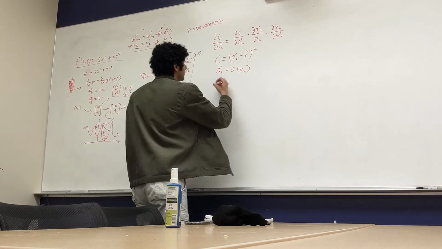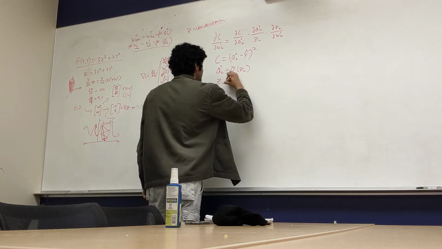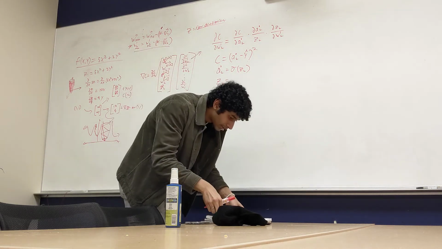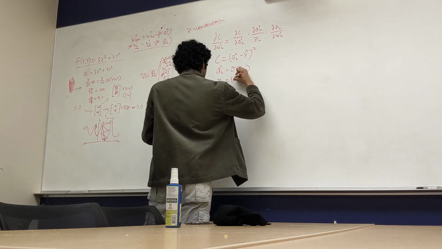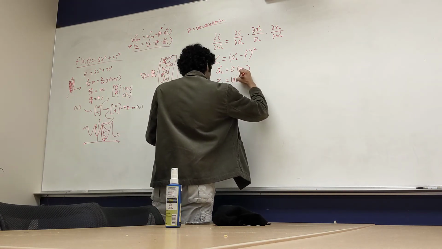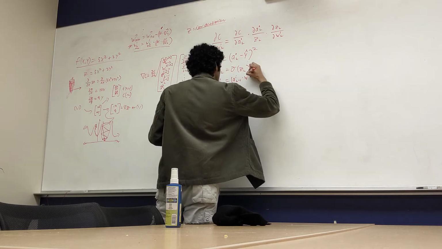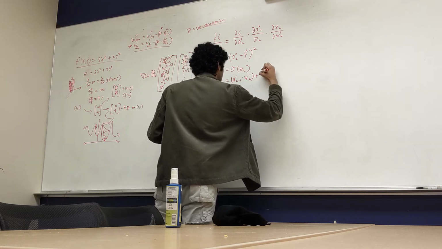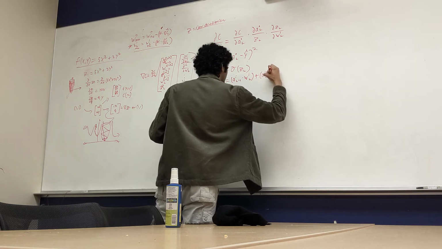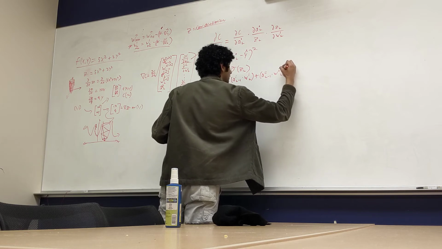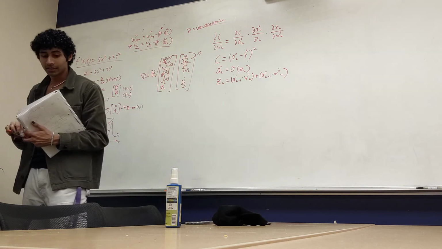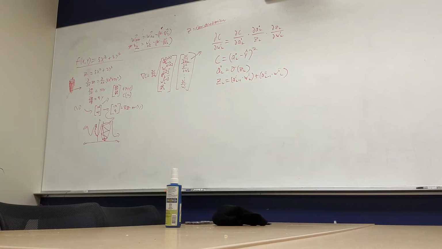And finally, what is Z sub L? This is where the index chasing kind of catches up to me. You have A super 1 sub L minus 1 times W super 1 sub L, plus A super 2 sub L minus 1 times W super 2 sub L. What does that mean? Essentially, it means that the raw activation is the sum of this times this plus this times this. That's it. That's what it means.